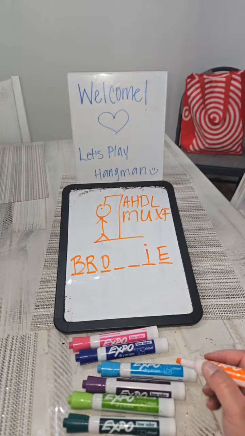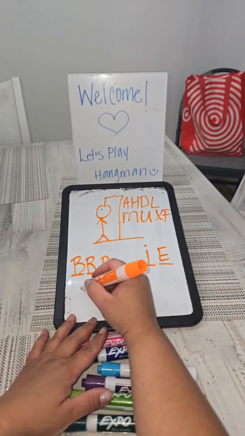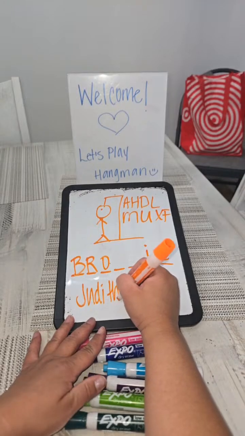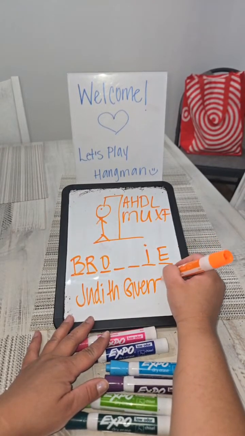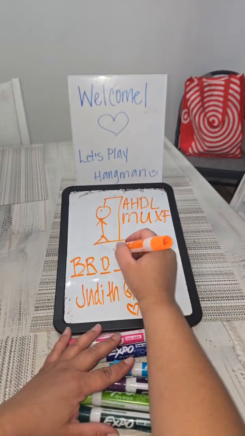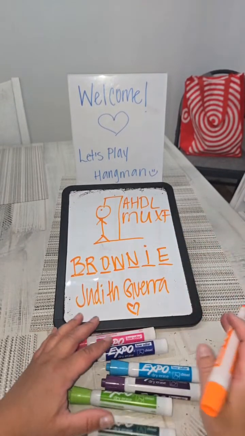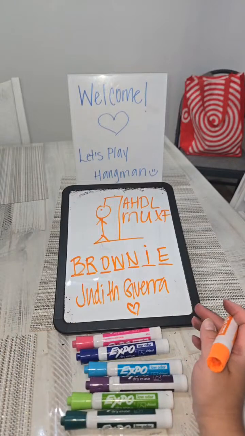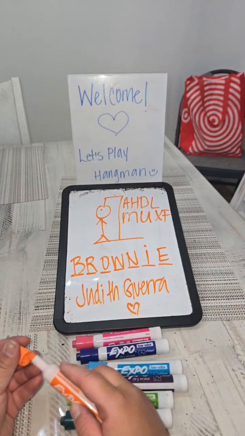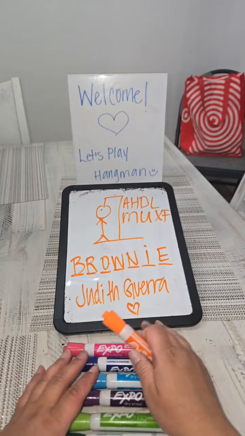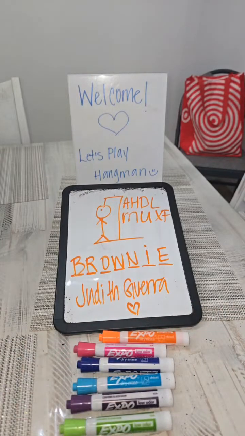Should I give it to that person already? Because it's the only one who said it correct. Okay, so I'm going to give it to Judith Guerra, but next time, Judith, don't ask. Because you are asking, is it brownie? Just put down the word. Just guess. Don't ask if it's brownie. Just put it down. And if it is, it is. And if it's not, then it's not. But don't make it into a question, okay?